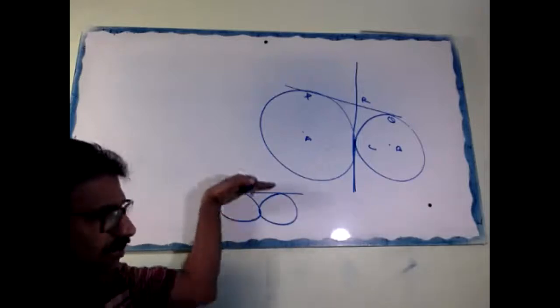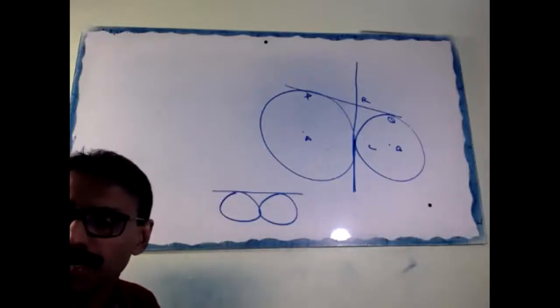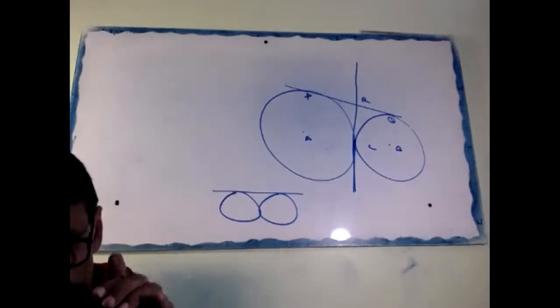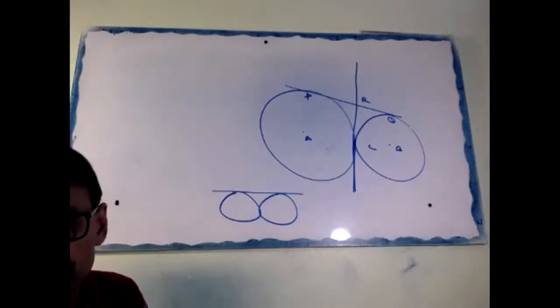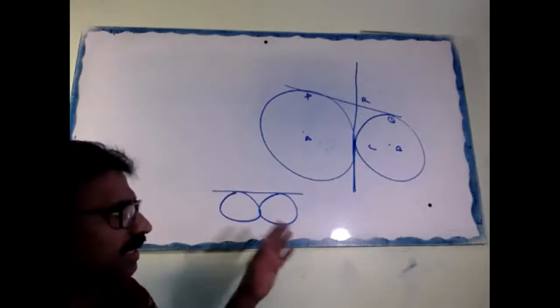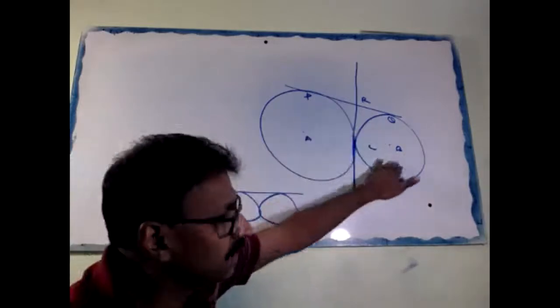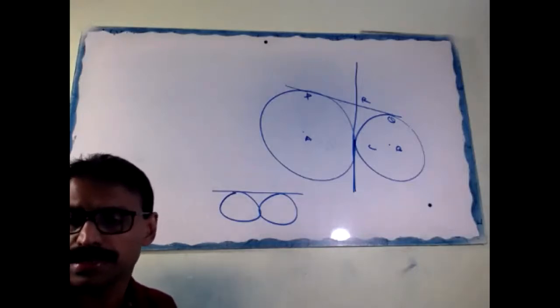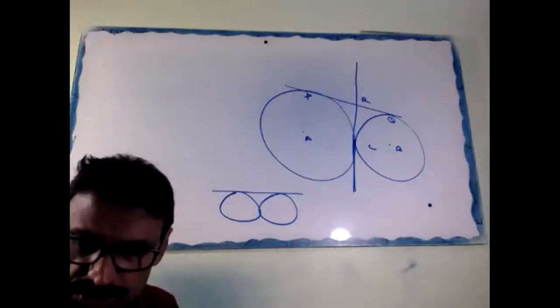Look, same side only. That is called direct common tangents. If the circles are on the same side of the tangent, it is called a direct common tangent. If it is on the other side, look, one is here, one is here, this is an indirect common tangent. Okay, forget about that issue now.